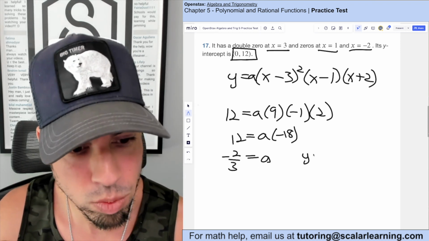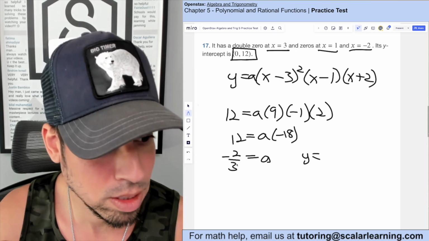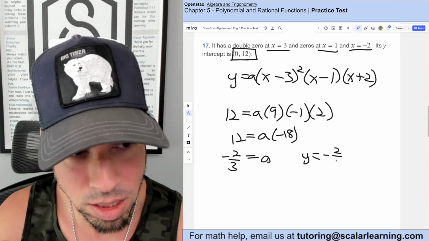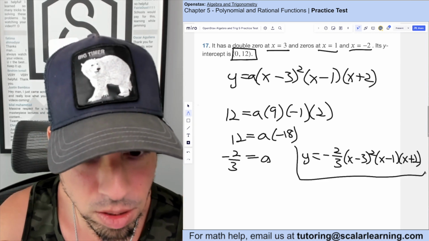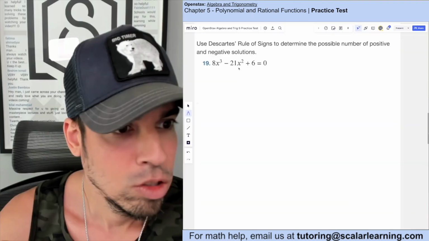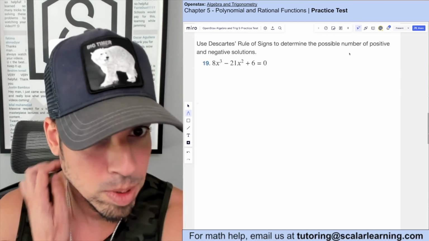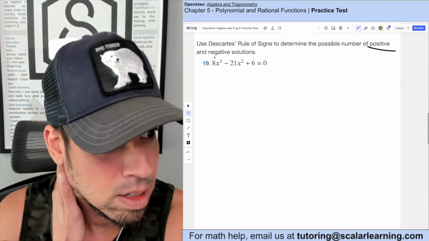Last but not least, we can rewrite this nice polynomial by plugging in the -2/3 for a. So we've got -2/3, and then we'll leave the rest as is. And here is your final answer. Boom, done.